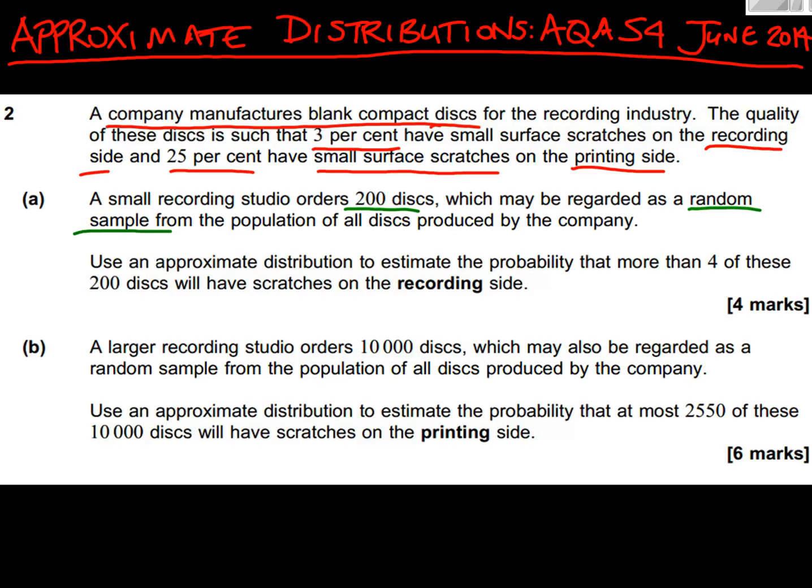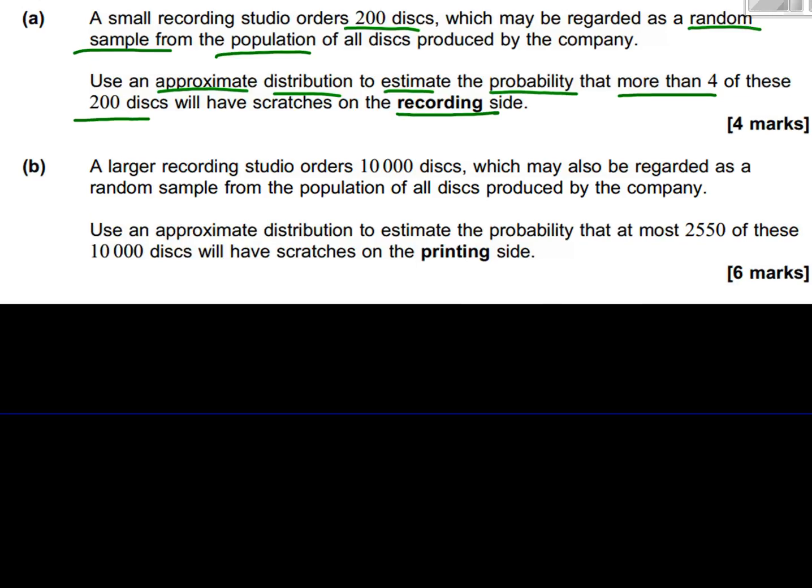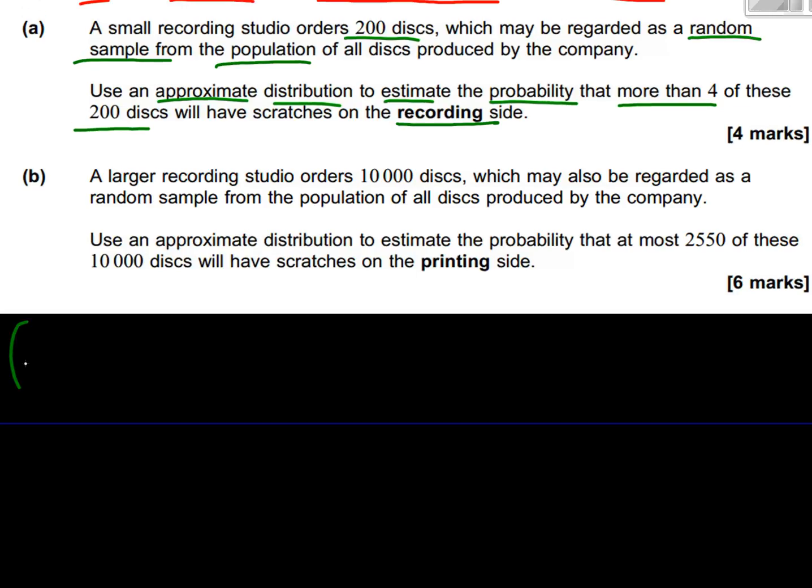from the population of all the discs produced by the company to do our calculations. Use an approximate distribution to estimate the probability that more than 4 of these 200 discs will have scratches on the recording side. Okay, so what have they told us? Well, they've told us enough information to know that what we're really looking at in A is a binomial, isn't it? It's either scratched or it's not scratched. So we've got something that's binomially distributed.